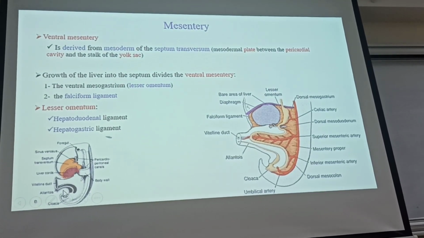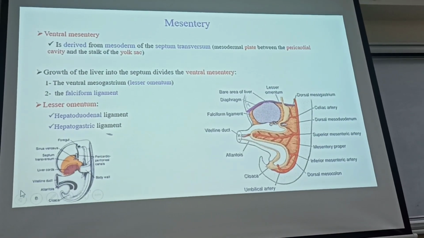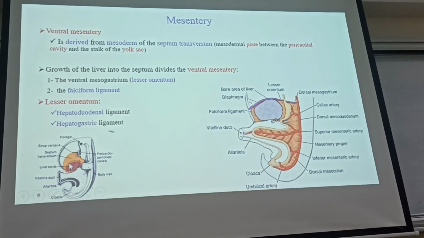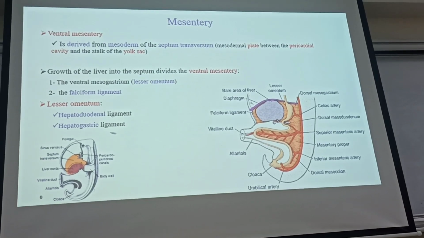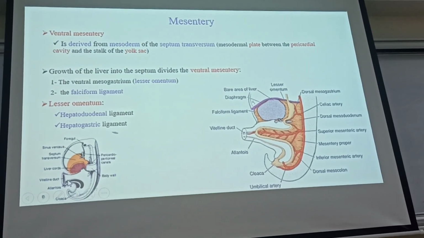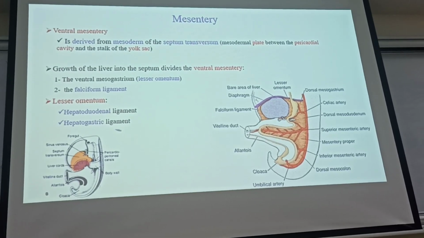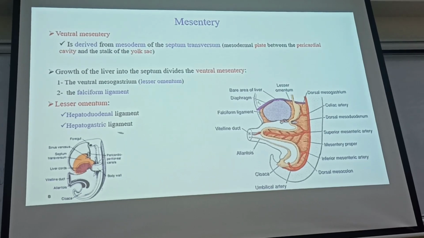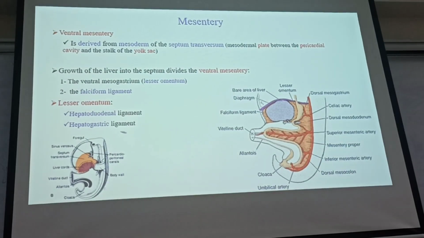In this picture, you can see a sagittal section of an embryo. This is the gut tube, this is the vitelline duct, and the umbilicus is here. This is the pericardial cavity. This is the septum transversum. Ventral mesentery is originated from the mesodermal septum transversum. In other words, the mesoderm of septum transversum is the origin of ventral mesentery.